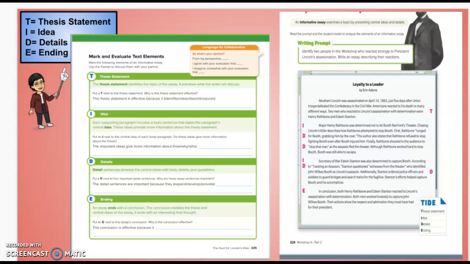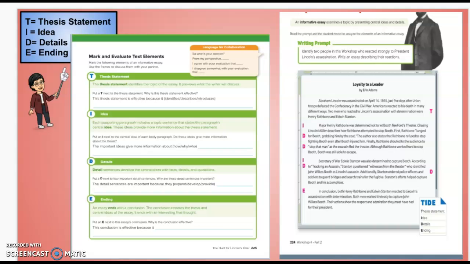So if you look, the first thing is the T. So a thesis statement. The thesis statement identifies the topic of the essay. It previews what the writer will discuss. And you'll notice off to the side, I have marked that first paragraph with a T, because it says clearly, here's the thesis statement. Two men who reacted to Lincoln's assassination with determination were Henry Rathbone and Edwin Stanton.